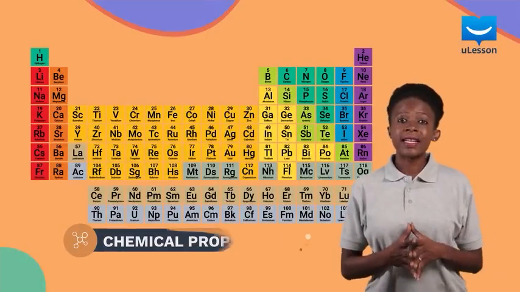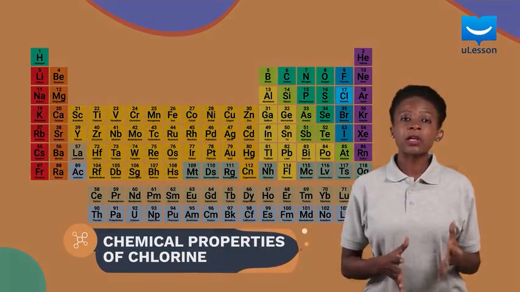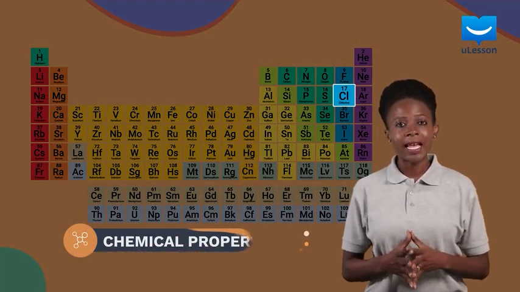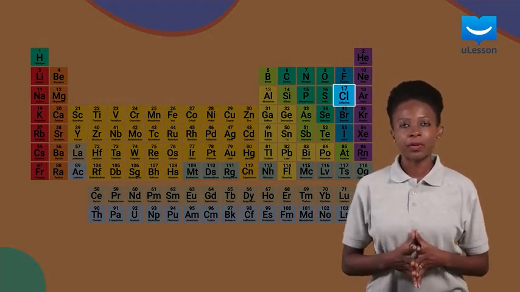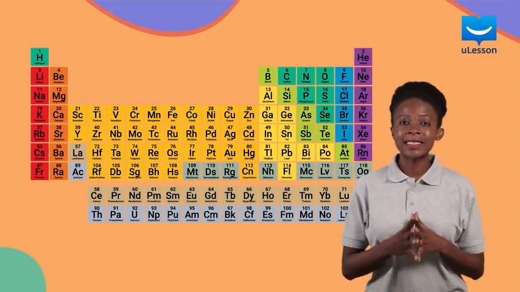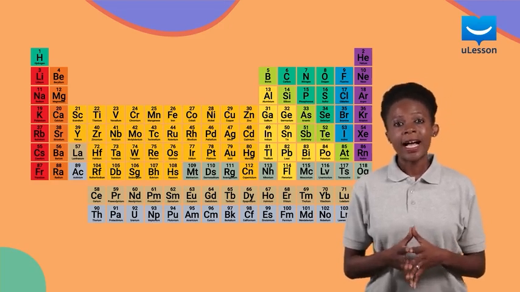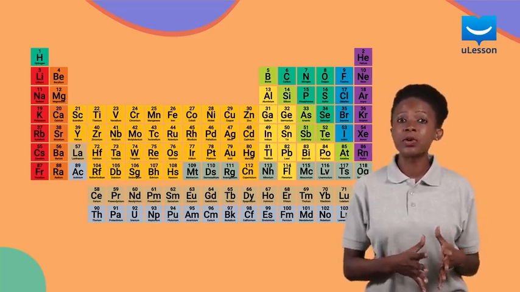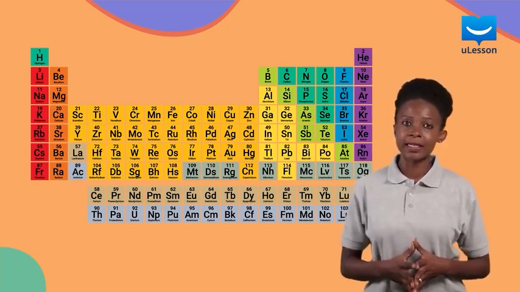We have learned from our lesson on the halogens that chlorine is a member of the group 7 elements of the periodic table. We also learned that chlorine has 7 valence electrons and has properties which are similar to those of the other group 7 elements.